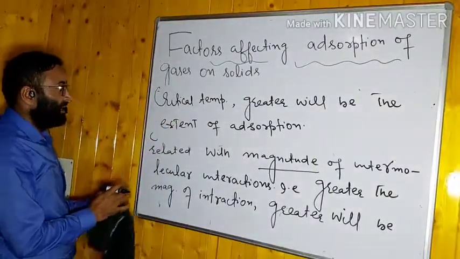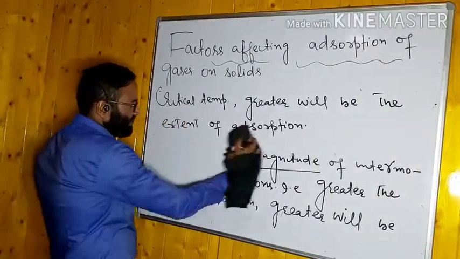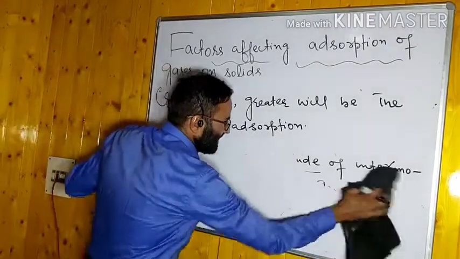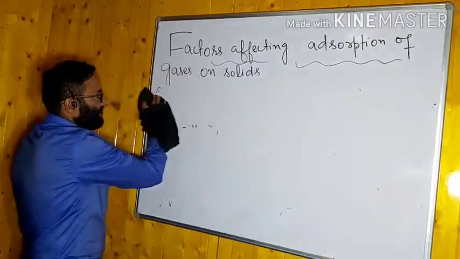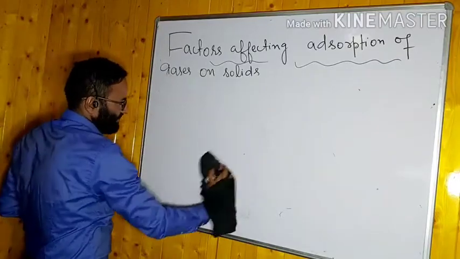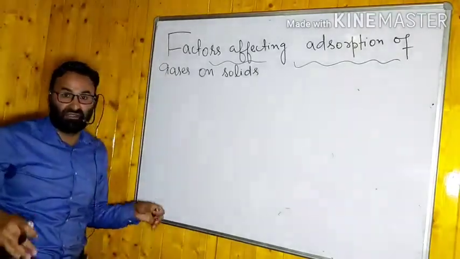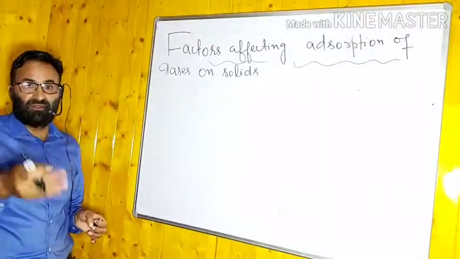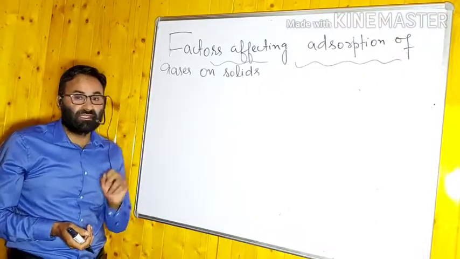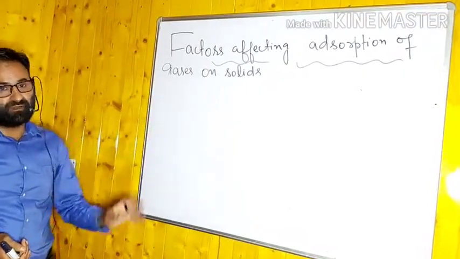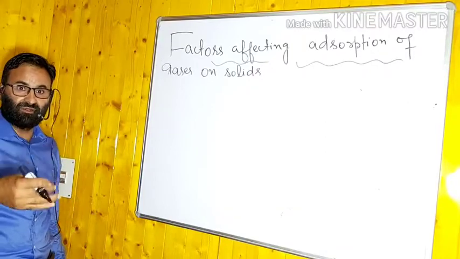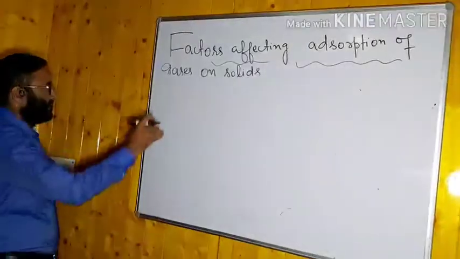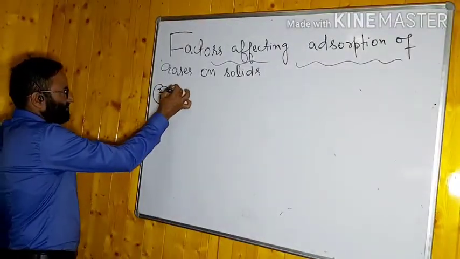It means that adsorption depends upon the nature of gas. The gas should be easily liquefiable. This is the second factor you have to mention. The first is nature of adsorbent and surface area of adsorbent. The second is the nature of adsorbate, nature of gas. The gas should be easily liquefiable. The third factor, that is temperature.